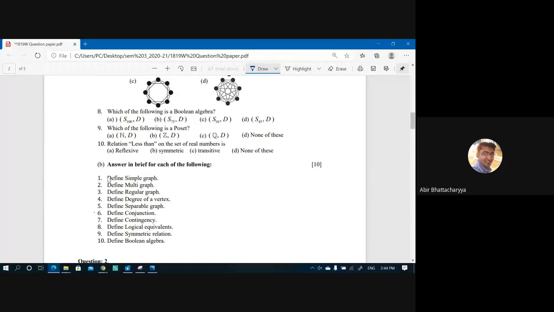Now you have to write what is conjunction. Write on the chat box what is conjunction, without using any mathematical terms. Try to write without using mathematical terms. What should be the definition of conjunction in one sentence? All of you participate and write.